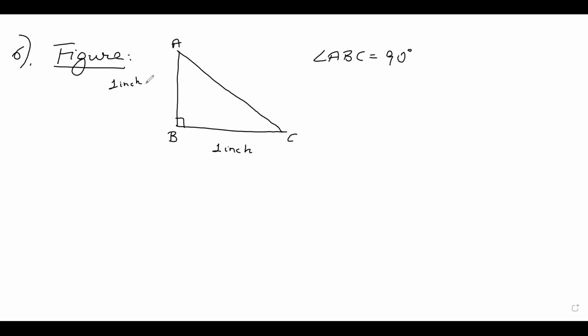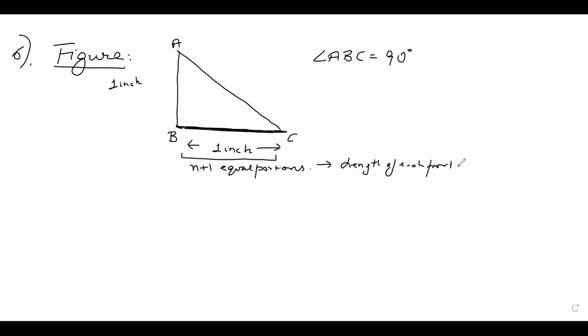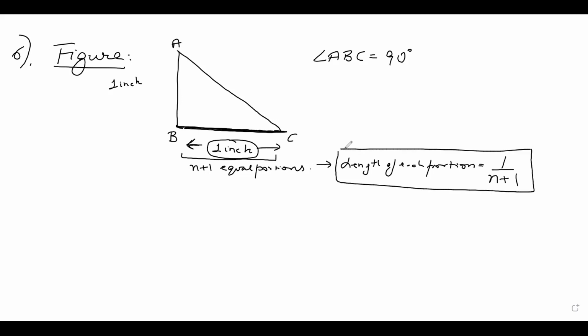And we are also given that the horizontal side BC, remember AB is the vertical, BC is the horizontal side, is divided into n plus 1 equal portions. Total length is 1 inch and 1 plus n equal portions. So guys, what is the length of each portion? The total length of BC is 1. It is divided into n plus 1 portions. So the length of every portion is 1 upon n plus 1.